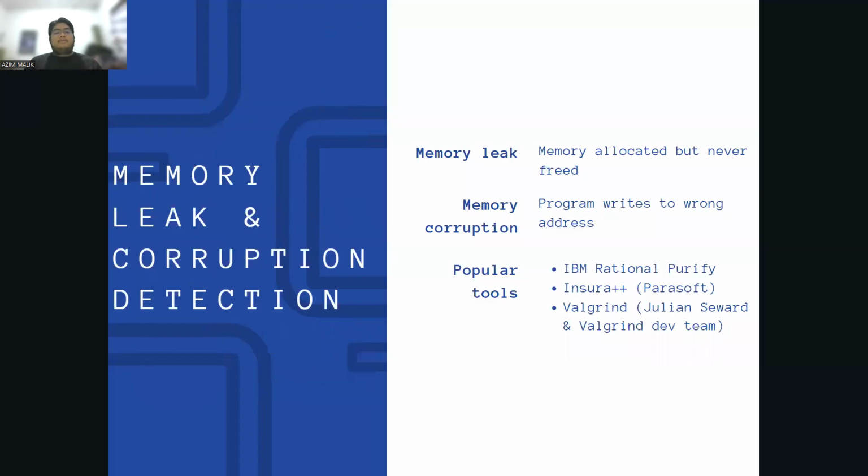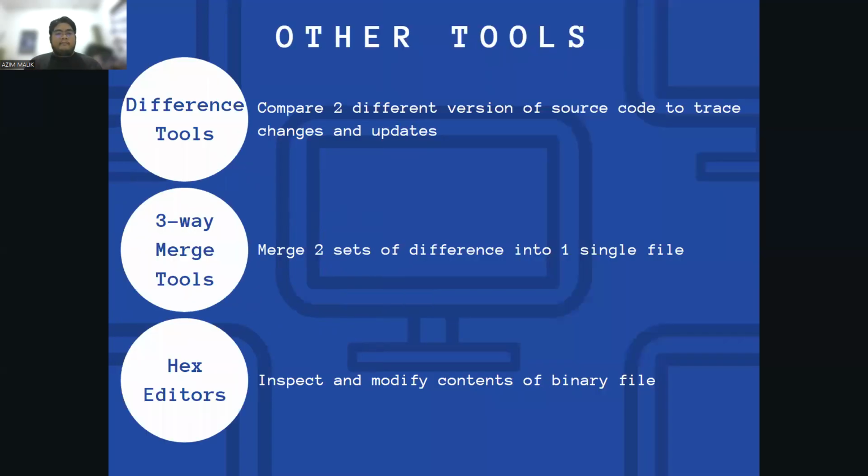And then we have memory leak and corruption detection, where a memory leak is when memory is allocated but never freed. And then we have memory corruption, where the program writes to the wrong address inside the game. The popular tools for this are usually Rational Purify, Insure++, and Valgrind.